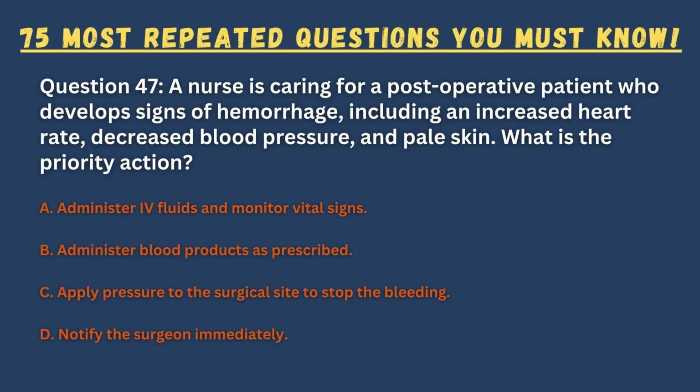Question 47. A nurse is caring for a post-operative patient who develops signs of hemorrhage, including an increased heart rate, decreased blood pressure, and pale skin. What is the priority action? A. Administer IV fluids and monitor vital signs. B. Administer blood products as prescribed. C. Apply pressure to the surgical site to stop the bleeding. D. Notify the surgeon immediately.